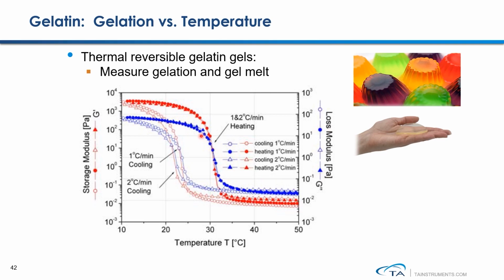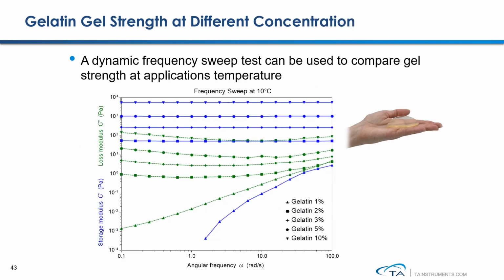After the gel is formed, we can also conduct a temperature ramp up experiment to see, with different heating rates, at what temperature the gel starts to melt. The dynamic frequency sweep test can be used to compare the gel strengths at the application's temperature. Here are the results showing frequency sweep testing at 10 degrees C with gelatin at different concentrations.